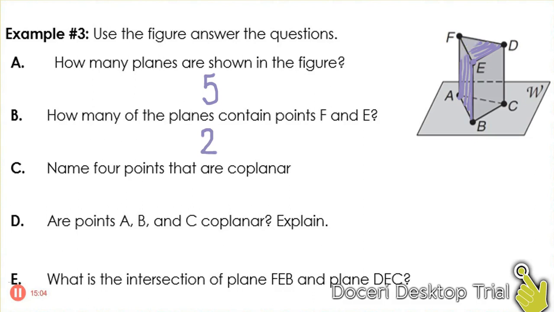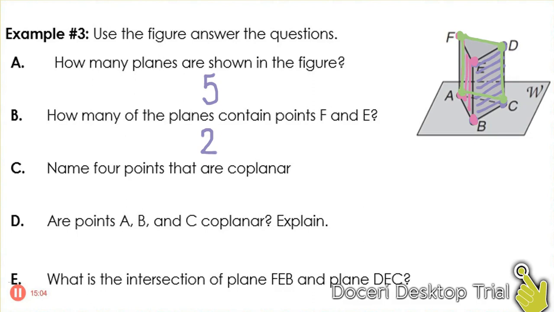Name 4 points that are coplanar. Coplanar means they lie in the same plane. So if I take this plane right here, for example, I have 4 points that lie in that plane. I have B, C, E, and D. Or I could also look over at the plane on the left, and I have 4 points on that one: F, E, A, B. I could also do it for the back plane as well. You just have to choose one set of those. So the back plane would be F, D, C, and A.